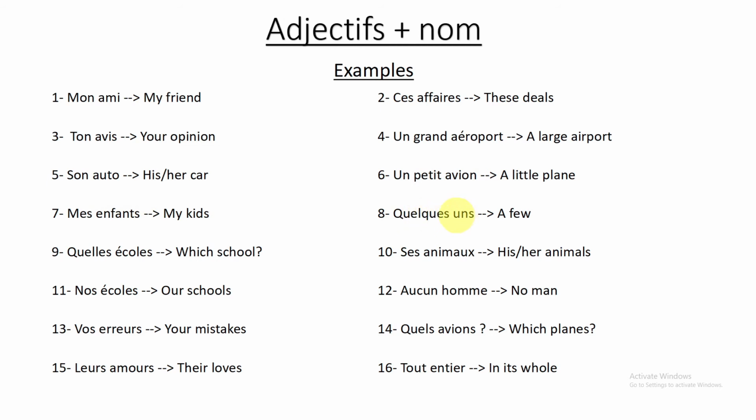Quelques-uns. Quelle école? Ces animaux. Nos écoles. Aucun homme. Vos erreurs. Quel avion? Leur amour. Tout entier. So you can pause the video, find out where the liaison will be and how to pronounce each one. Then you can come back and see the result.